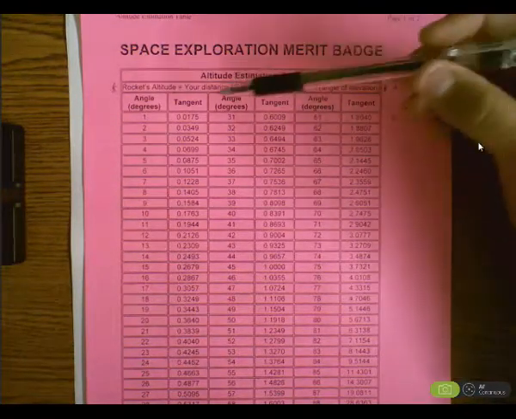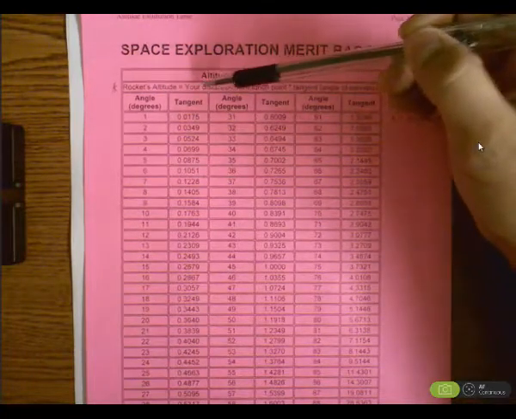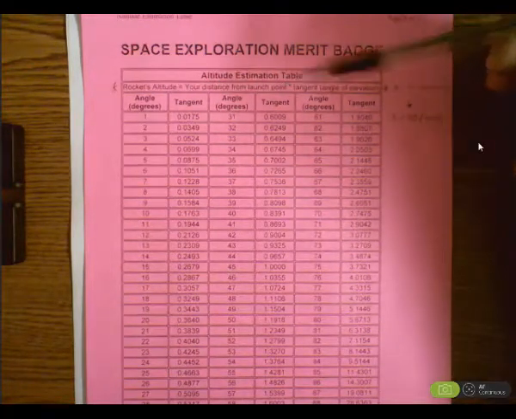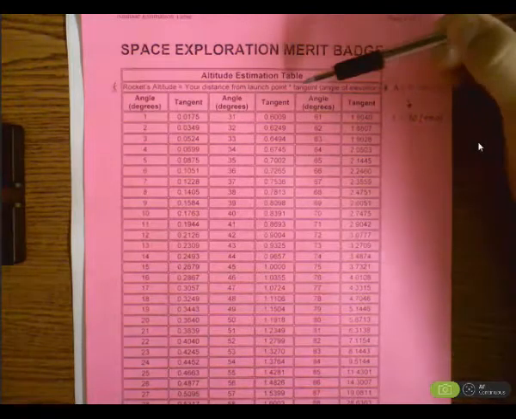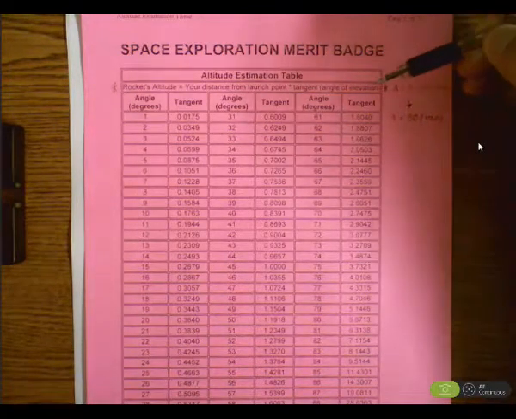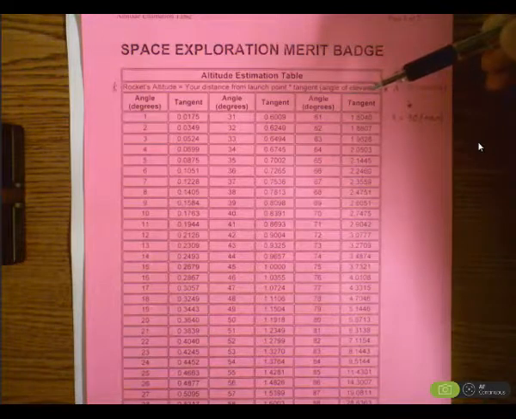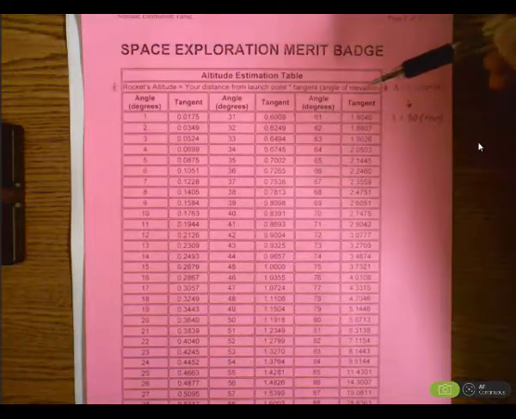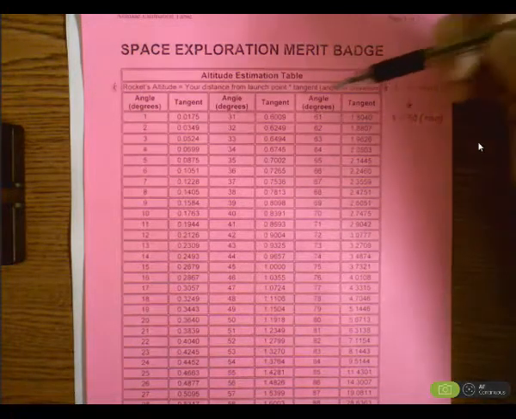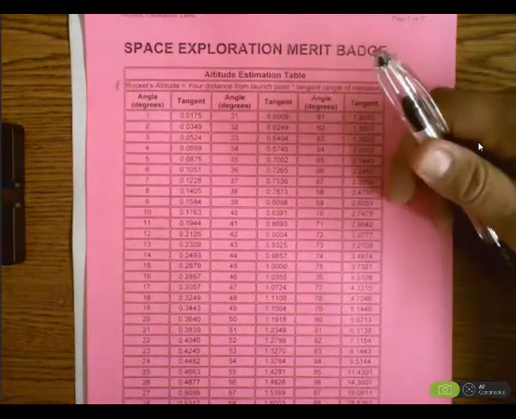Our equation is rocket's altitude equals the distance from the launch pad, or the launch point, times tangent, which is going to be figured out based on the angle of our elevation. So what we did was we got the number of degrees that our rocket went up in the air. We're going to take that number of degrees and convert it into a tangent, and we're going to use this pink sheet to do that.